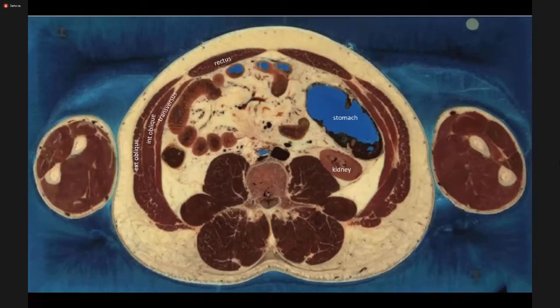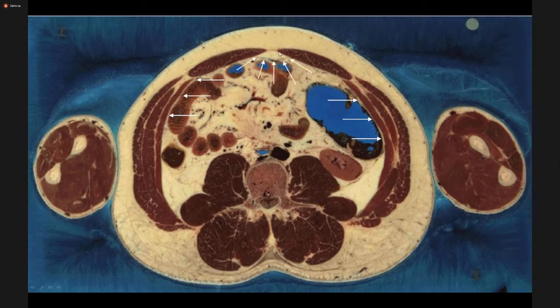I was strictly ordered not to show any CAT scans, so I took this one instead to show this area here that is preperitoneal fat under the transversus abdominis. But also here, this is the linea alba. Under the linea alba, there's a column of fat also, which is quite thick.